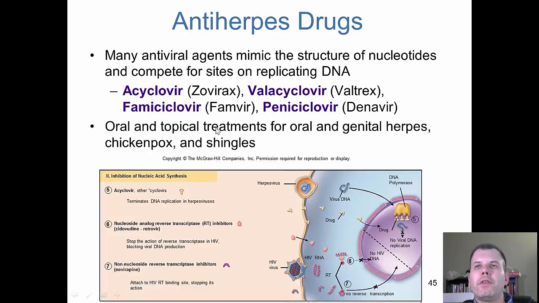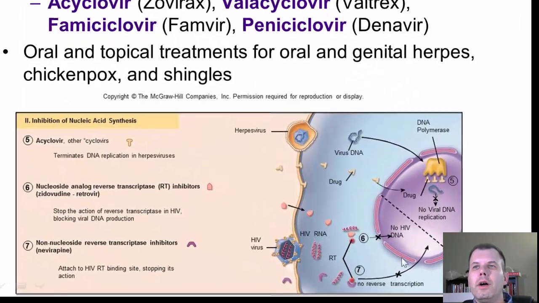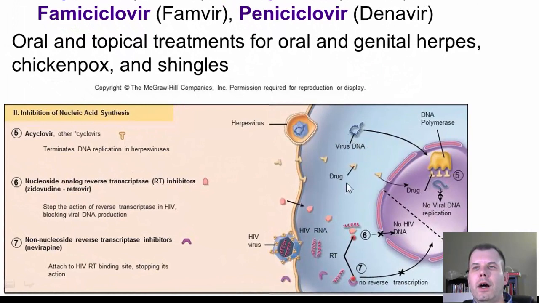Okay, here's acyclovir, valacyclovir, famciclovir, and some of these other ones. And again, what it does is it prevents the herpes virus from getting in and making the different things. So you can see the drug coming in, blocks the DNA polymerase. It will not cause the polymerase to make viral replication, so you don't make new virus particles. So that helps with the treatment of herpes and things like this.